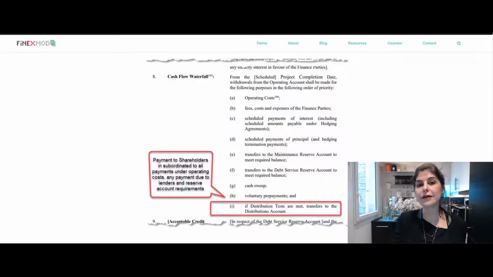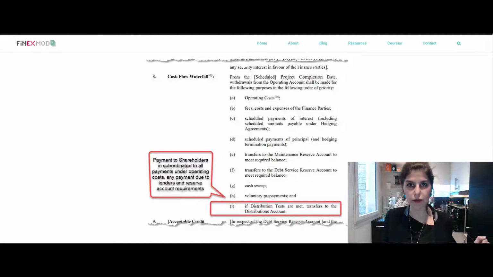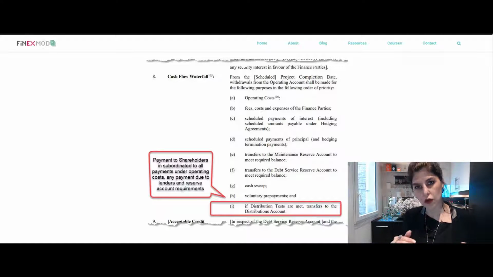Okay, so I want to go back to the discussion that I had previously about the cash flow waterfall. I'm just going to put the link down below if you want to go and learn about the cash flow waterfall, which is one of the most important statements in a project finance deal. So in a project finance deal, we have different priorities in terms of the payments.